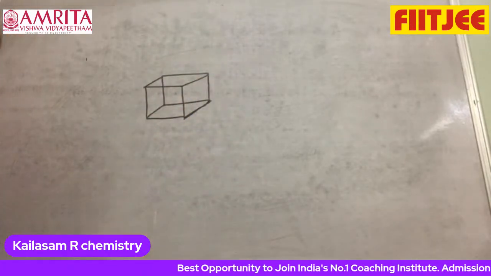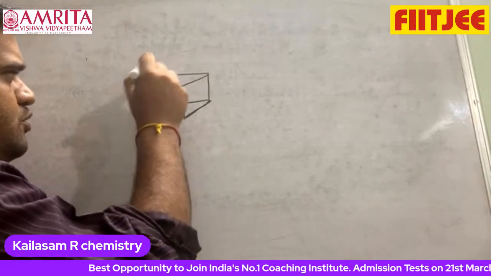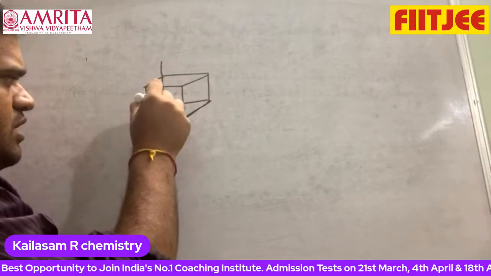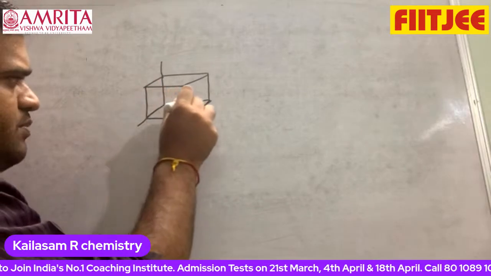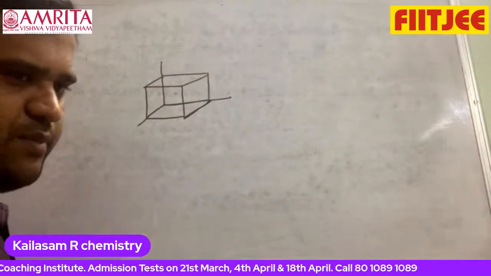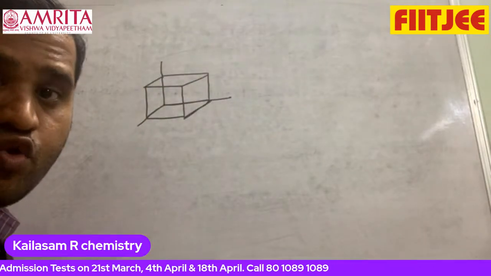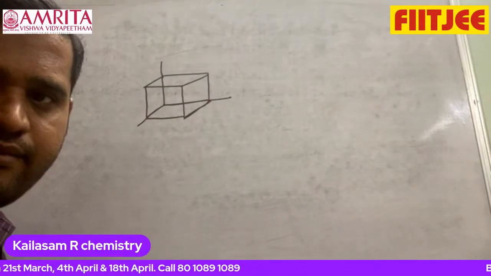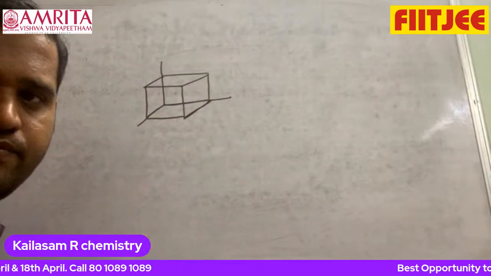That's all. This is called a unit cell. This is the smallest portion, a unit which keeps on repeating, which gives the three-dimensional cubic solid. The smallest portion, right?